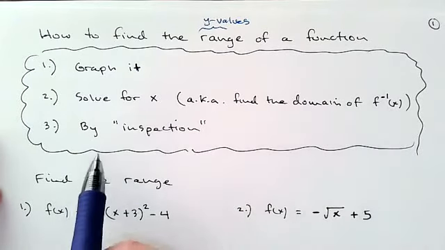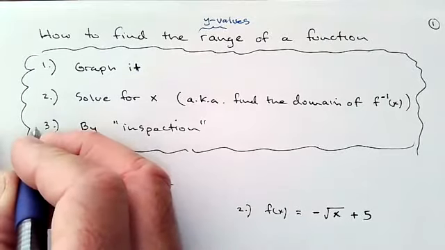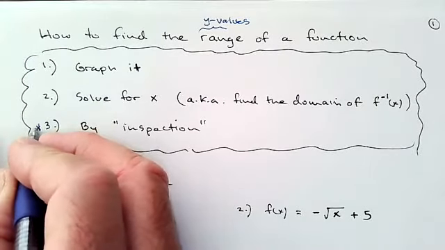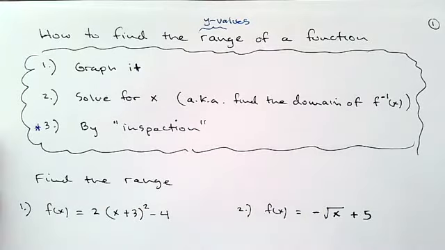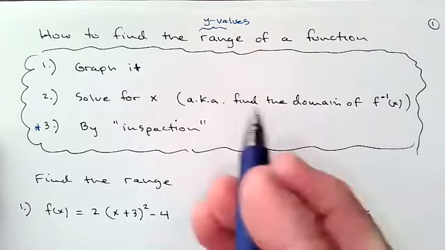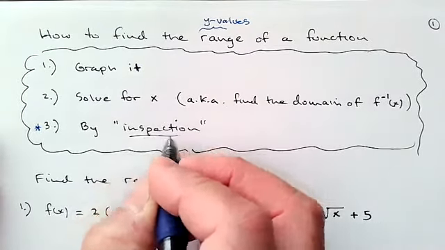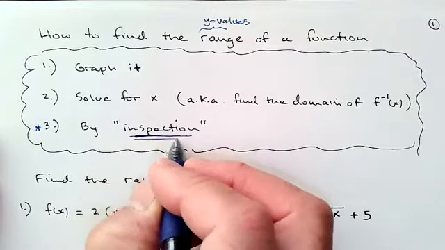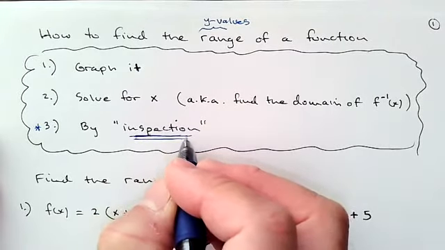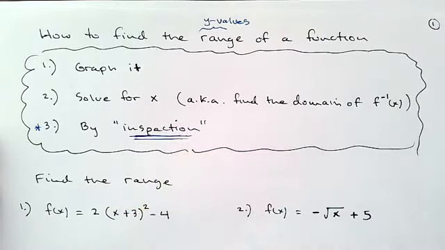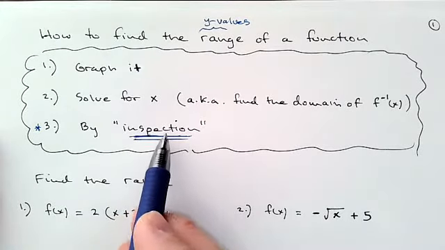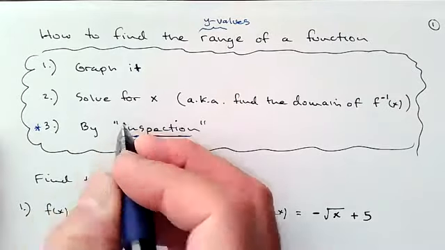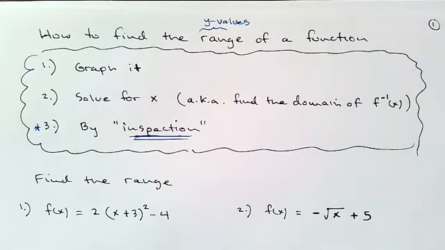And then the third technique, which students sometimes get worried about, is literally, sometimes you can find the range by just thinking about it. In other words, by inspection, by just looking at it and asking yourself some logical questions. So this is a technique. There's not really any set steps to this, but I have a couple examples for this one, how you can find the range of a function by inspecting it.